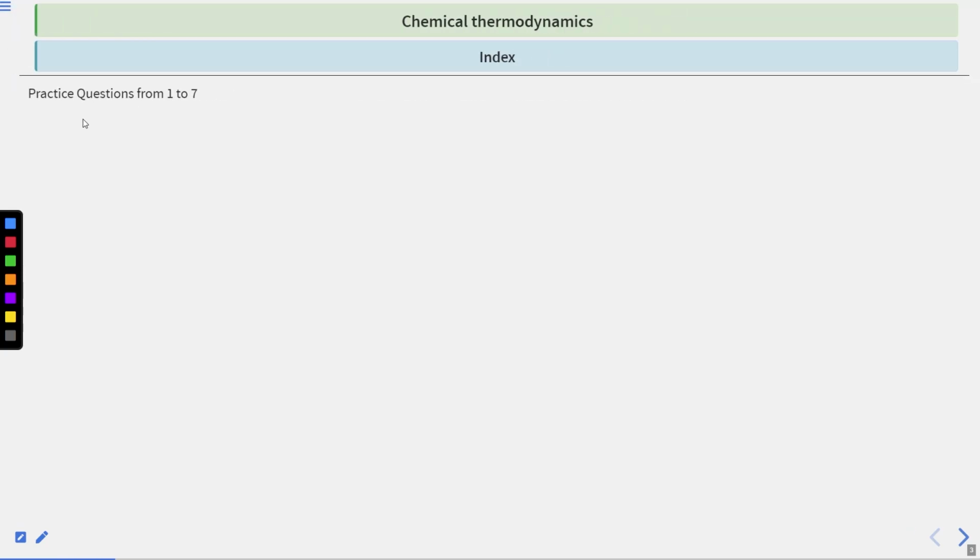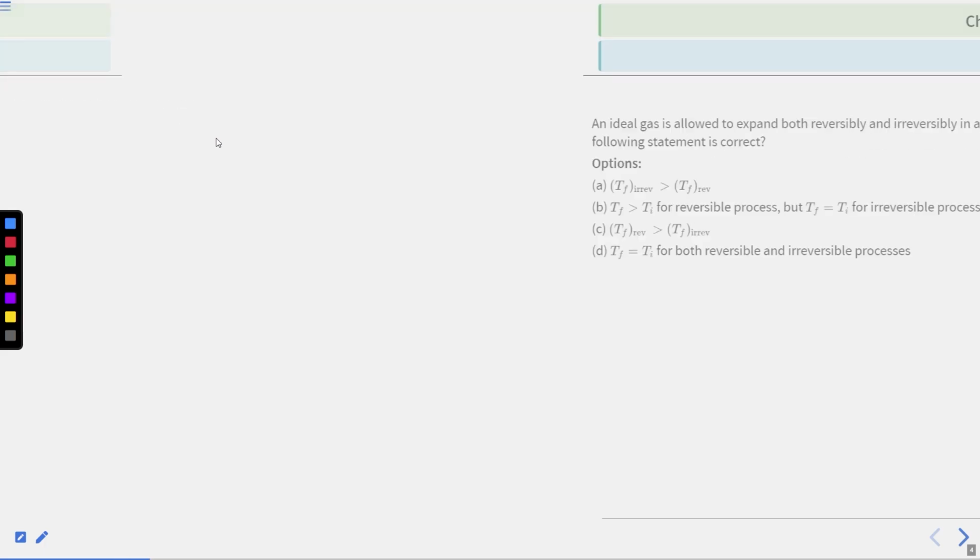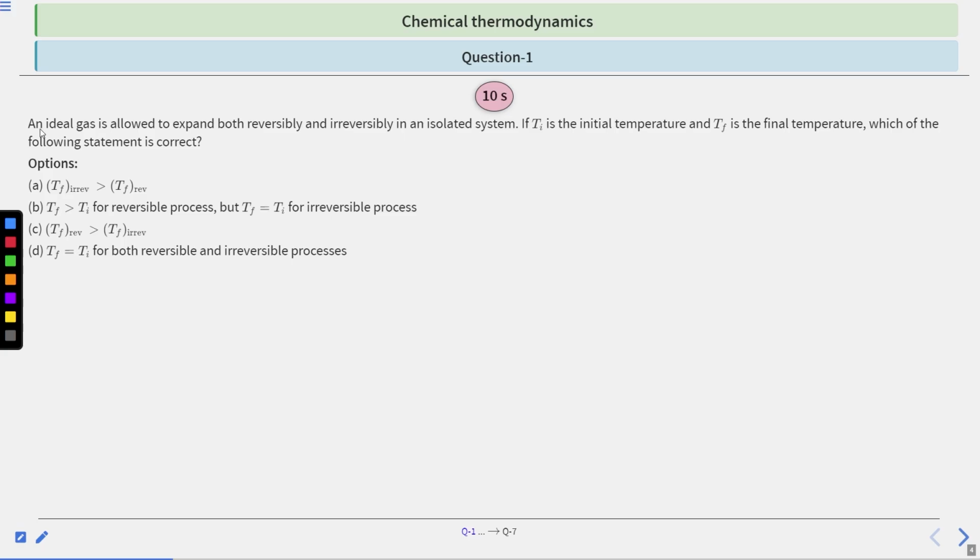So this is our index slide, and today we are going to see some practice questions from question number 1 to question number 7. So let's start from question number 1, which says an ideal gas is allowed to expand both reversibly and irreversibly in an isolated system. If Ti is the initial temperature and Tf is the final temperature, which of the following statements is correct? So you have to find out which of the statements given in the options is correct.